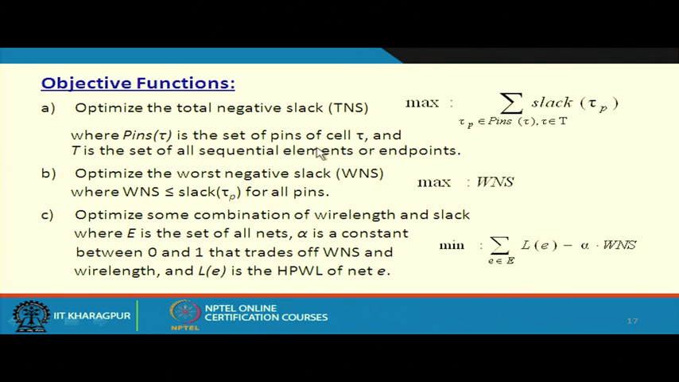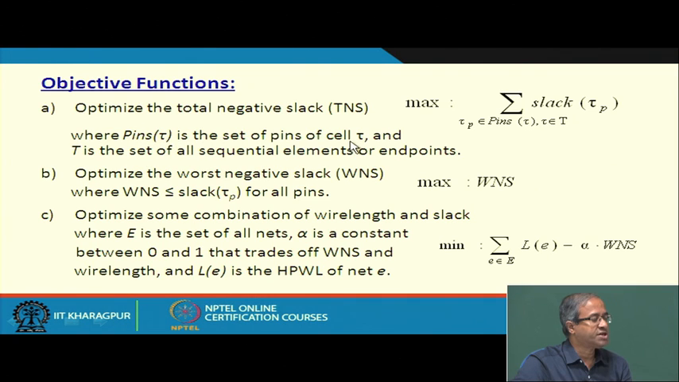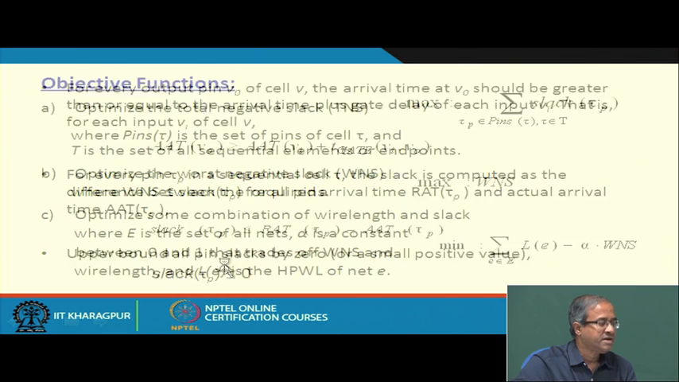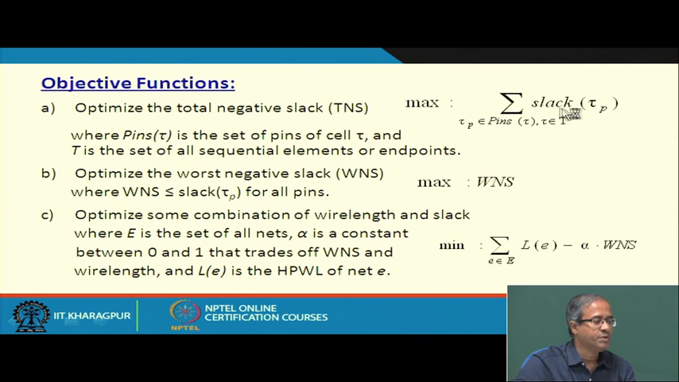So, the objective function can be of three types, three of them are shown here, you can add some more. First one is to optimize the total negative slack. Total negative slack can be expressed like this: pins tau is the set of pins of a cell tau and t is the set of all sequential elements or endpoints. So, you calculate the slack of all such things. One thing is not mentioned, if it is total negative slack, you will also have to mention another condition, that slack tau p should be less than or equal to 0, right. But here, since you are assuming in terms of a constraint that slack tau p will be less than or equal to 0, it will be either 0 or negative, it can never be positive. Okay. So, under this condition you can assume this, just the summation of the slack tau p, this will give you the total negative slack.